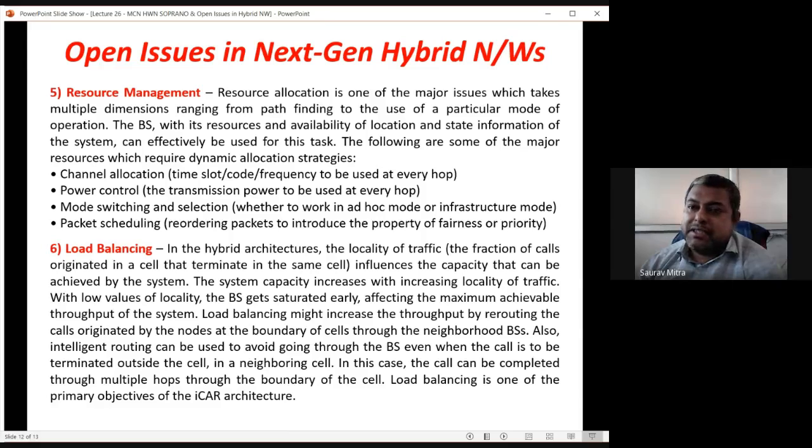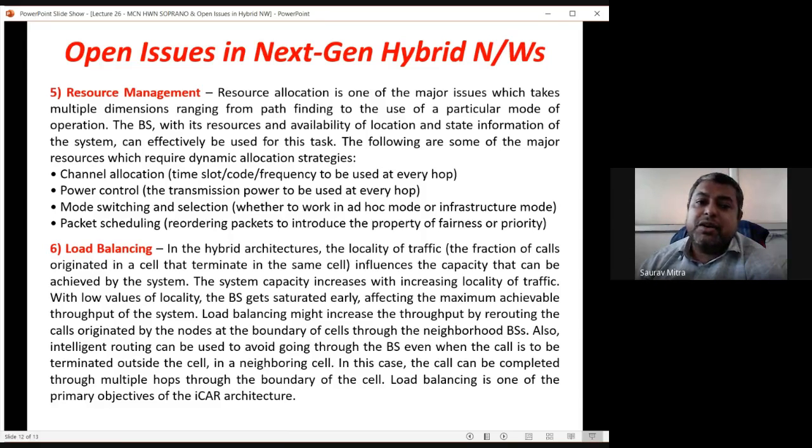Mode switching and selection. Whether the network will be working in the ad hoc mode or cellular mode, and when to switch. Maybe half of the time it is working in the cellular mode, and a node has suddenly become mobile. The ad hoc mode might not be used in that case because the node is trying to go to the other cell. In that case, suddenly from cellular mode the network will switch into ad hoc mode. So when to switch, why to switch and how much will be the gain in switching, that has to be understood by the base station before switching.